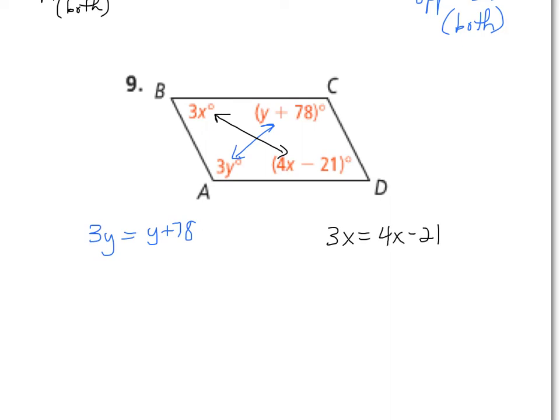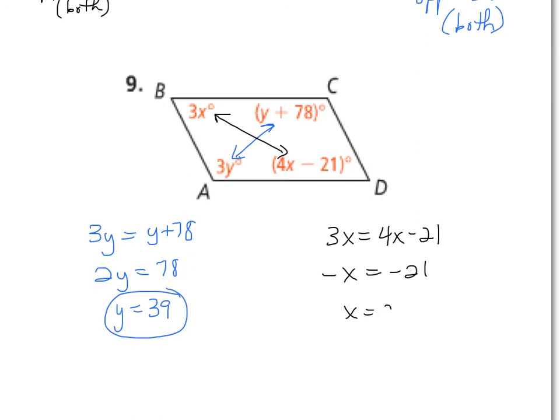Looking at the first equation, if I subtract y, this ends up being 2y equals 78. If I divide by 2, y equals 39. So y has to be 39 in order for this to be a parallelogram. Over here on the right, if I subtract 4x, I end up with negative x equals negative 21. Divide by negative 1, and x equals 21. So in order for this quadrilateral to be a parallelogram, x has to be 21 and y has to be 39.